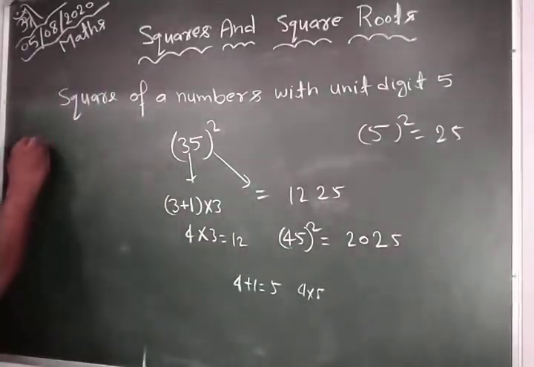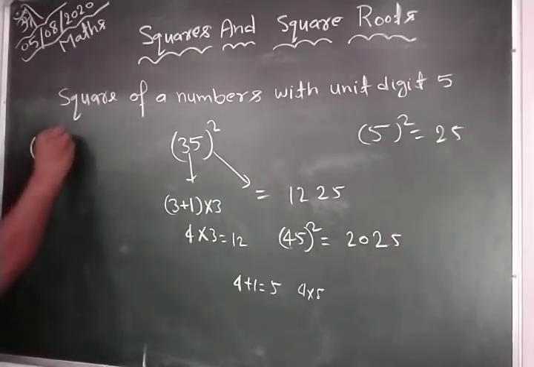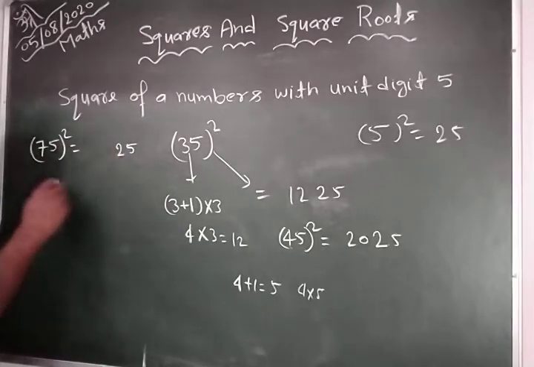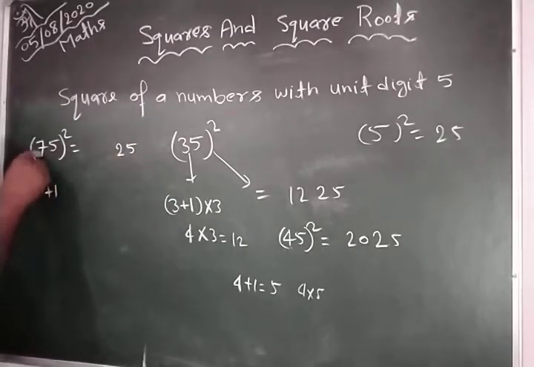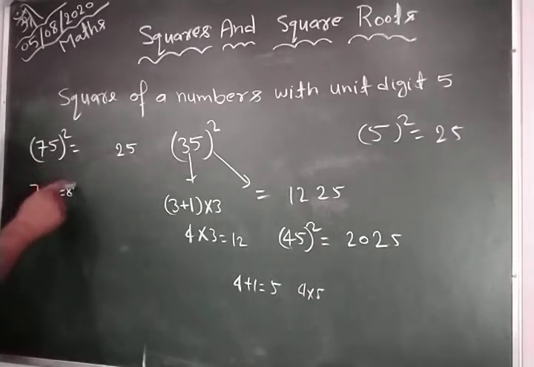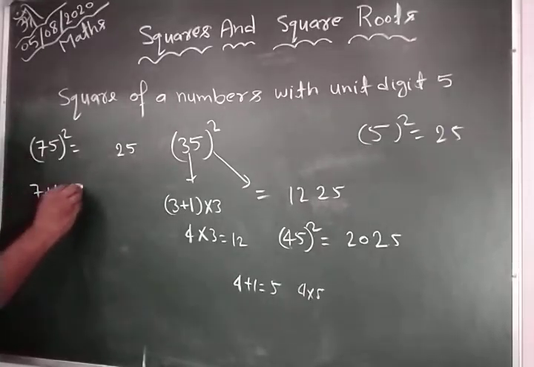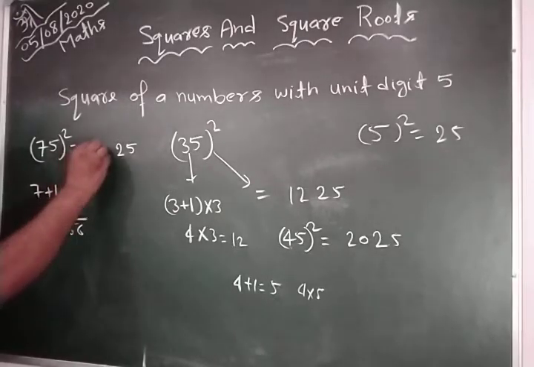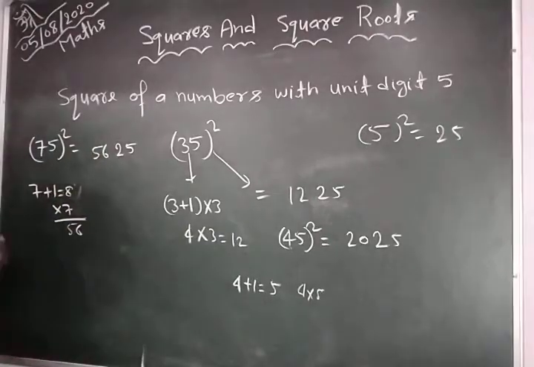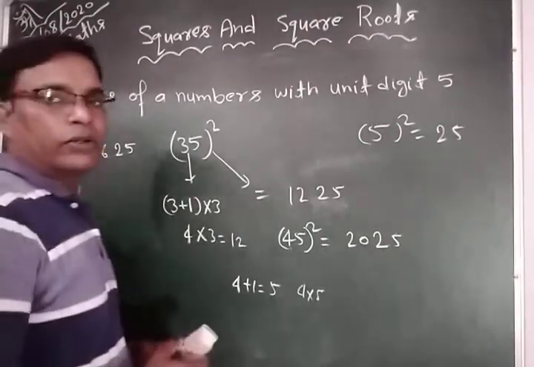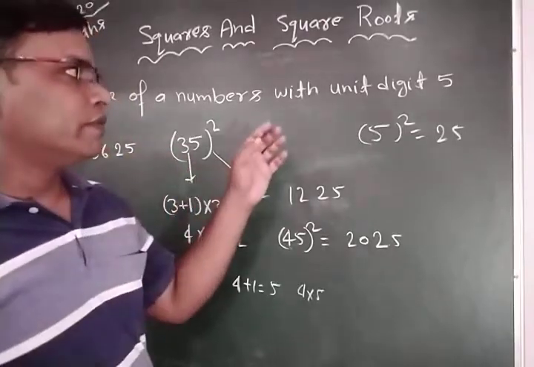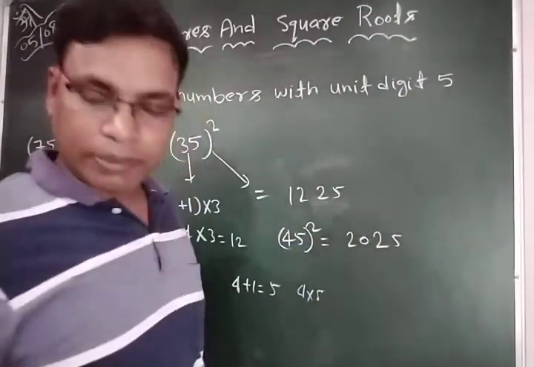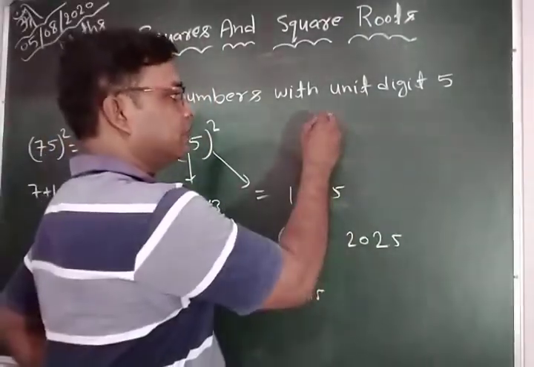Now suppose you need to find the square of 75. The square of 5 is 25. Now we add 1 to 7, which is 8. Now 8 is multiplied by 7, so 8 into 7 is 56. We write 56 here. So you have to take more examples to find the square of a number whose unit place is 5. Suppose you need to find the square of 95.